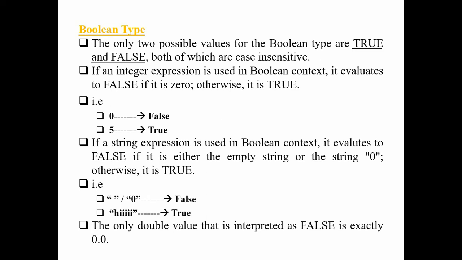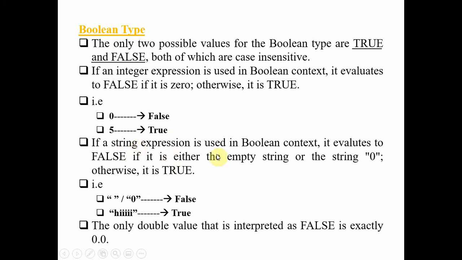You can see that whenever we have an integer expression used in a Boolean context, finally we need to get a Boolean value. But the integer expression is getting a value 0. If it is 0, it is automatically converted to false, and if it is other than 0, it is converted to true. And this is similar in the case of strings also.